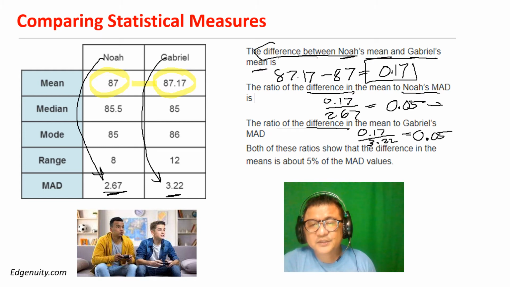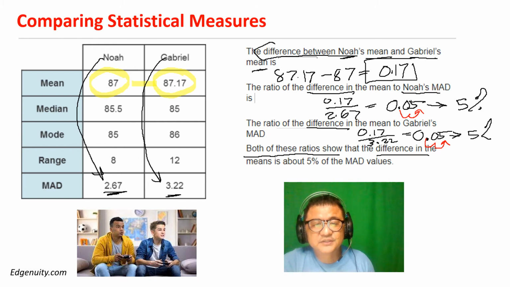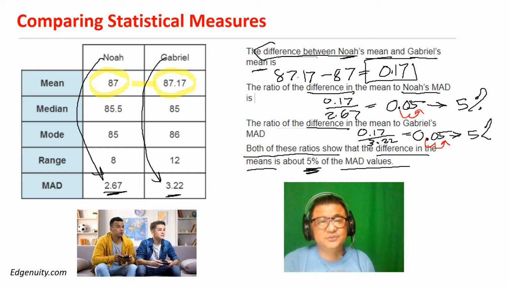0.05. If you want to change that to percent, you could move what? Two decimal places to the right. Both of them are 5%. So you could say both of these ratios show that the difference in the means is about 5% of the MAD values. So they're kind of the same. Okay? So there you go. Comparing using another method.